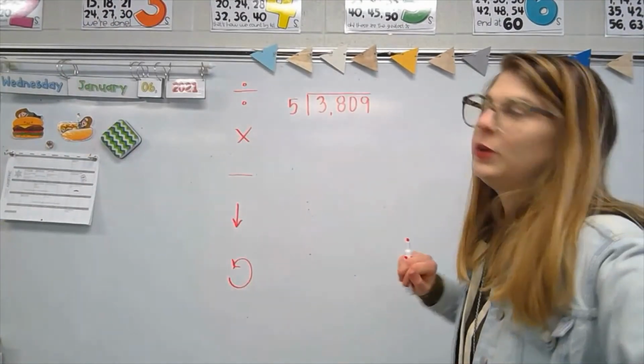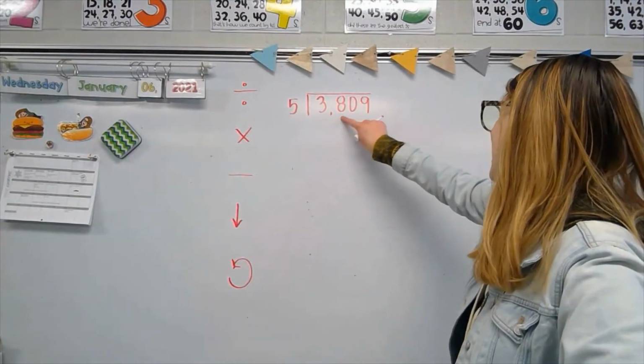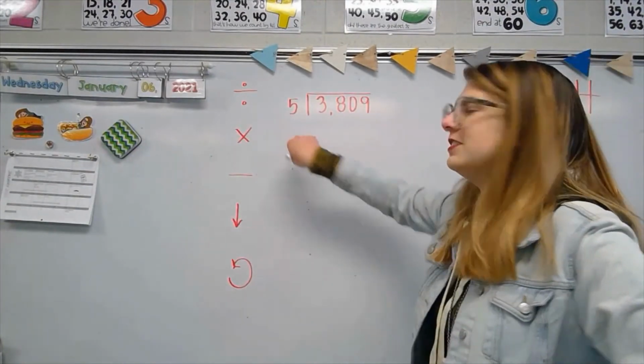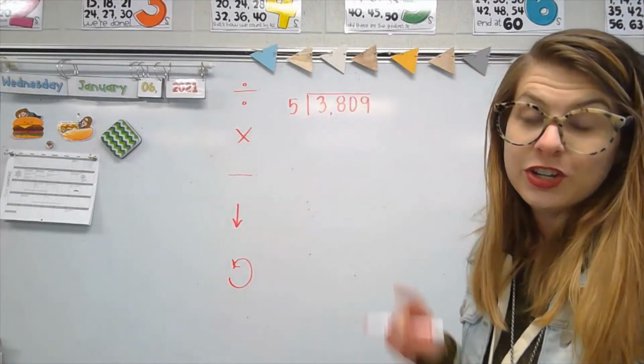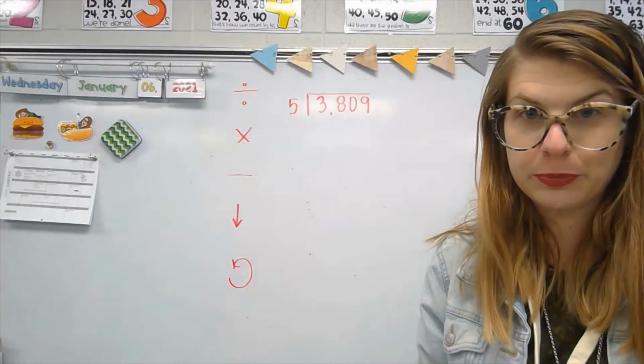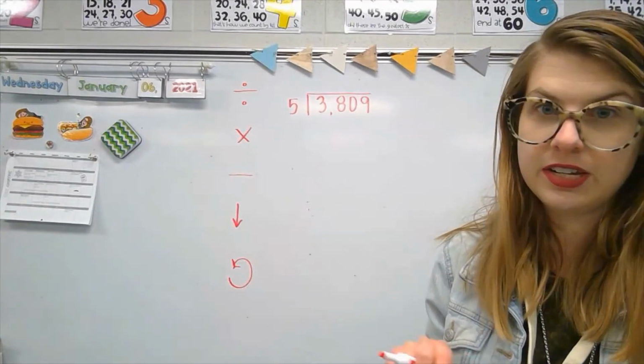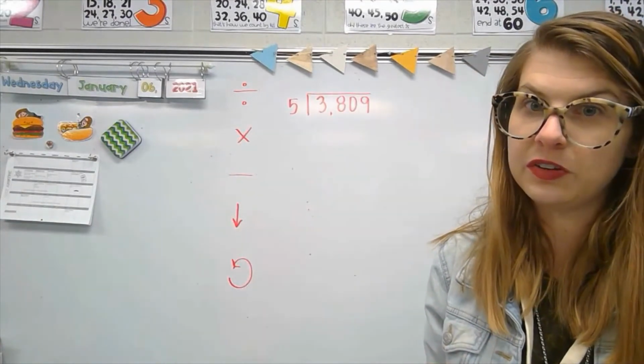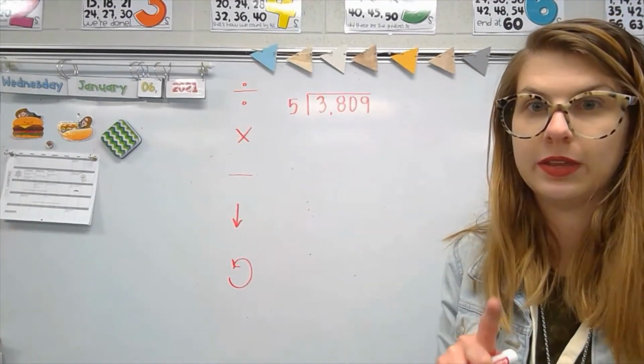For our last one, we are going to do 3,809 divided by 5. Your expectation is to solve and check your work using multiplication. Now you know the deal. You're going to get spoilers in a few seconds, so make sure you pause to do this work.